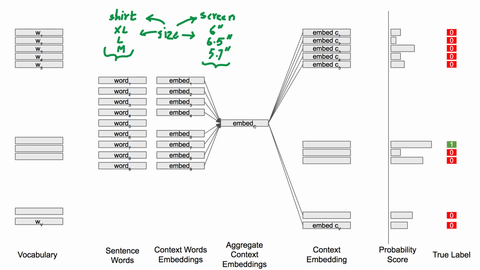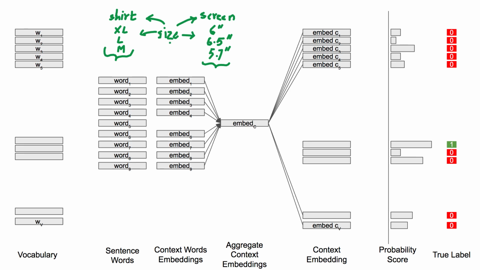So in a way, say in the corpus there's a lot of occurrence of size with respect to shirt, XL in the first part of the training data, and maybe your vector representation of size is more aligned with XL, L and M. But in the second part of the training data, it starts seeing size, screen, 6 inches, 6.5 inches. Then this vector representation gets undone and it goes in the other direction.